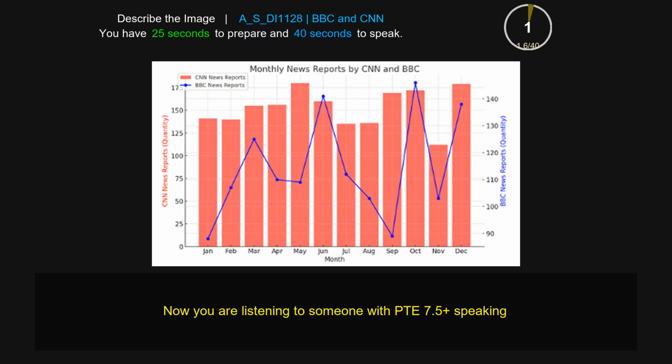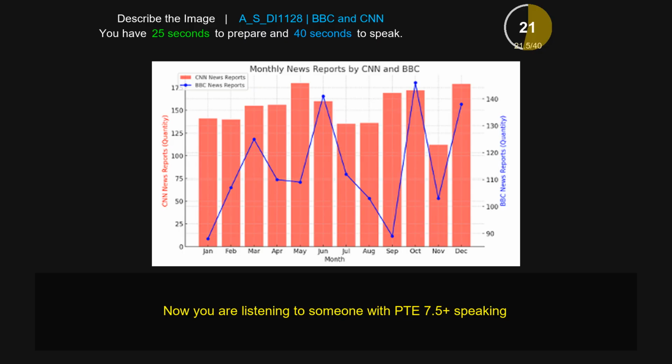The provided image shows the information about monthly news reports by CNN and BBC. CNN in the color of pink and BBC in the color of blue. Having a quick glance, it is crystal clear that the highest data is for CNN in the month of December, which is 175, and the lowest in the month of November, which is less than 125.